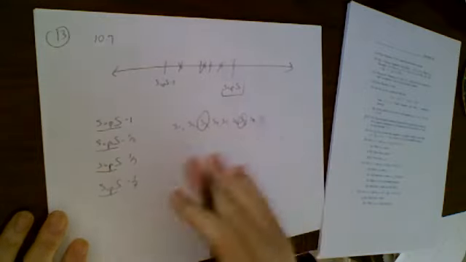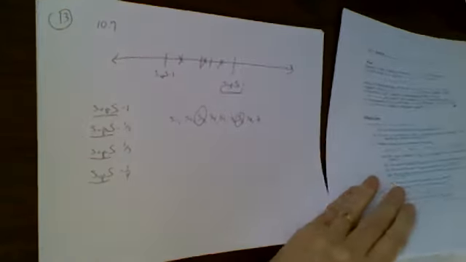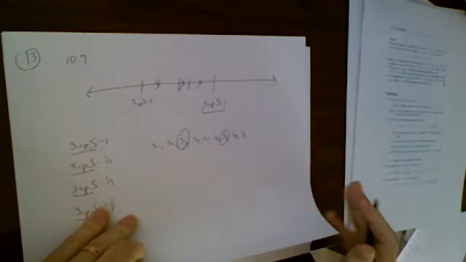Again, hopefully the words and the pictures made sense. Again, hope that works out for you. That took care of 10.7. Okay, next is 10.9 B and C. Okay, 10.9 B and C.